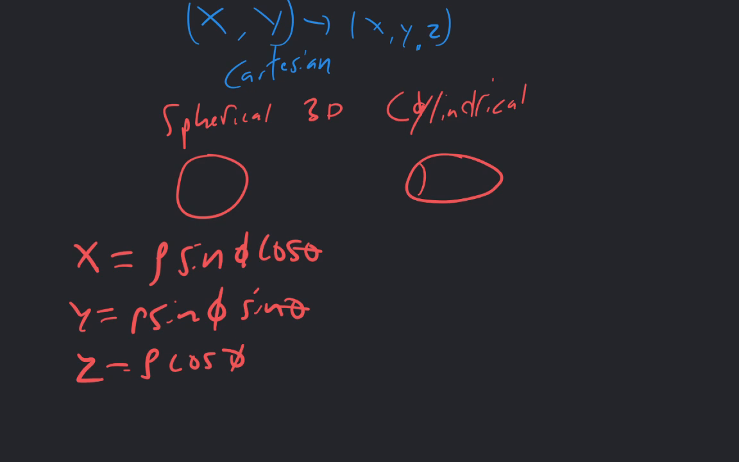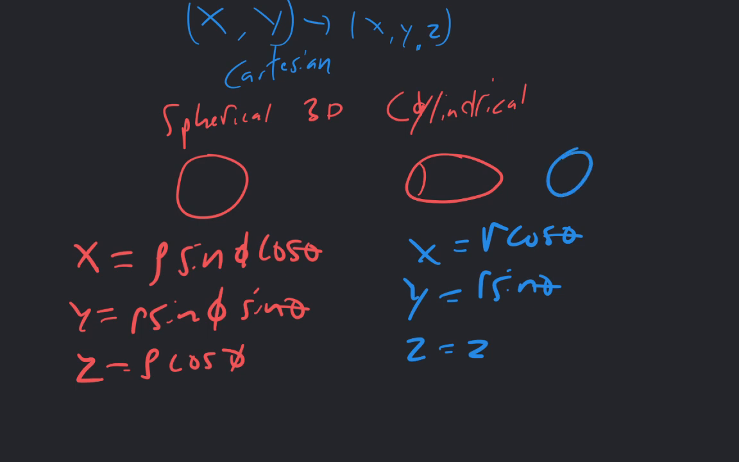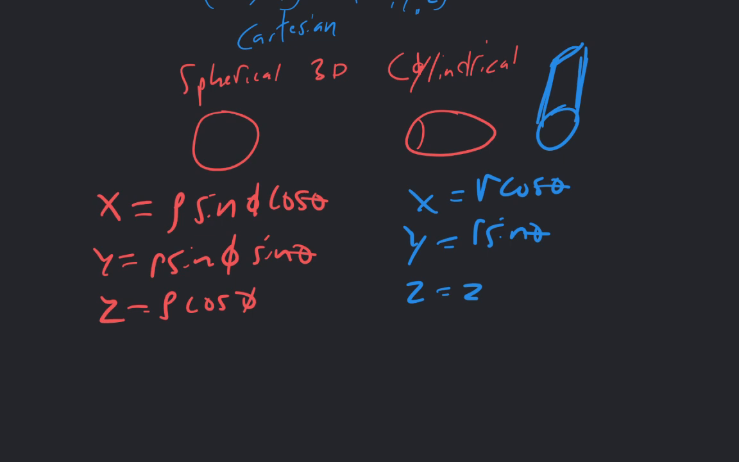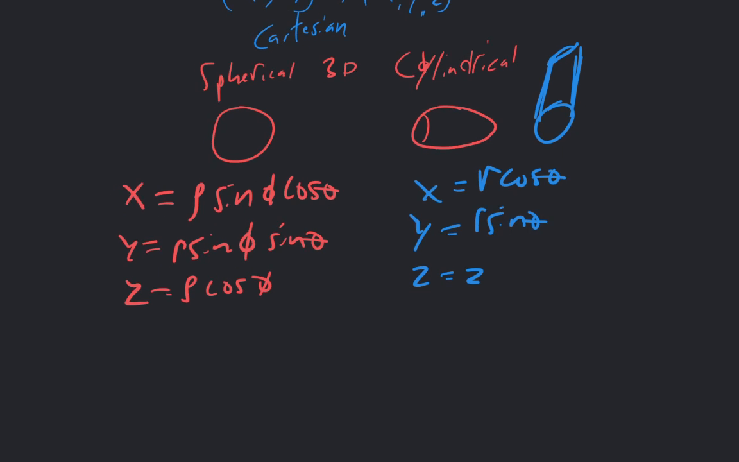Cylindrical is a little bit different. X is equal to r cosine theta. Y is equal to r sine of theta. And z is equal to z. It's almost like a circle that's been extended into the third dimension, but it just extends one way. Spherical is like a circle in every single direction, kind of.